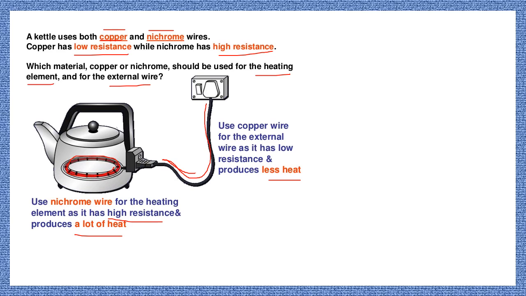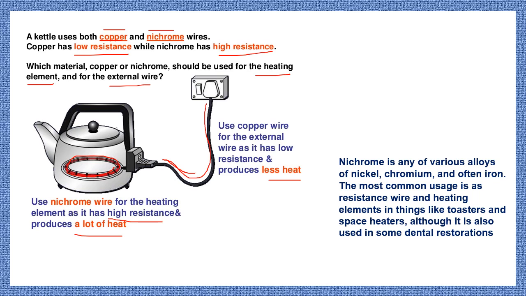Okay, today only one student asked me what is nichrome. So let me tell you, nichrome is an alloy. Nichrome is the alloy that is made up of especially nickel and chromium, and sometimes some other metals are also mixed like iron. And the most common use of nichrome is as a resistance wire and heating elements.